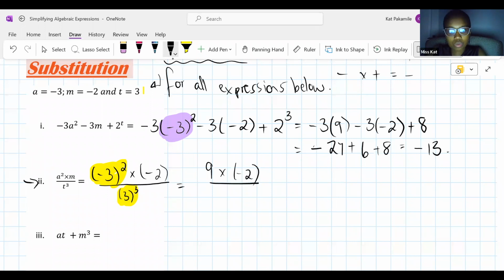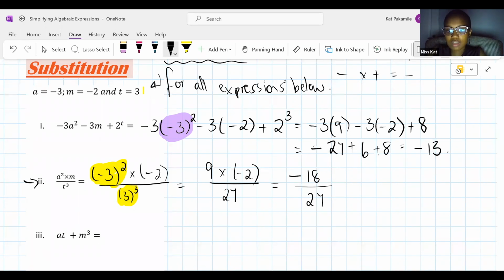And then we go to the bottom. 3 to the power of 3. That's 3 times 3 times 3. How much is that? 27. So over 27 equals. Now we multiply that in the numerator. A positive times a negative is going to give you what? A negative. What's 9 times 2? 18. And that's all over 27.